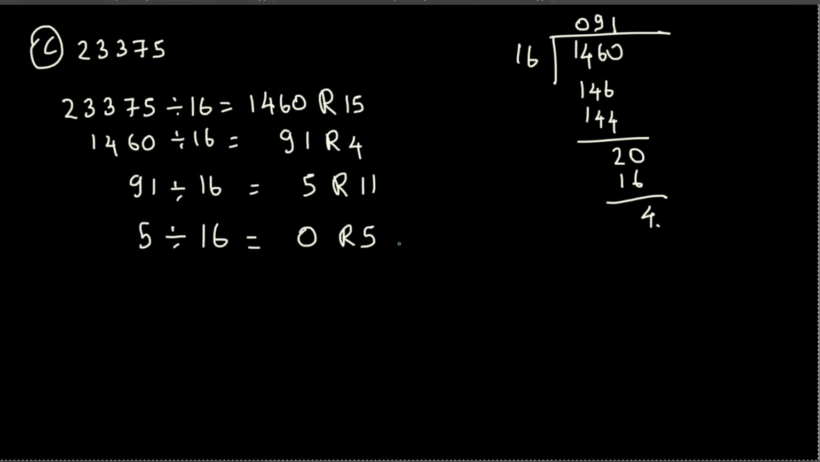Once we get 0 here, we stop there and read from bottom to top. So we are going to have 5, and 11 in hexadecimal is B, and then 4, and then 15 in hexadecimal is F. So 5B4F, base 16. And that's our final answer.